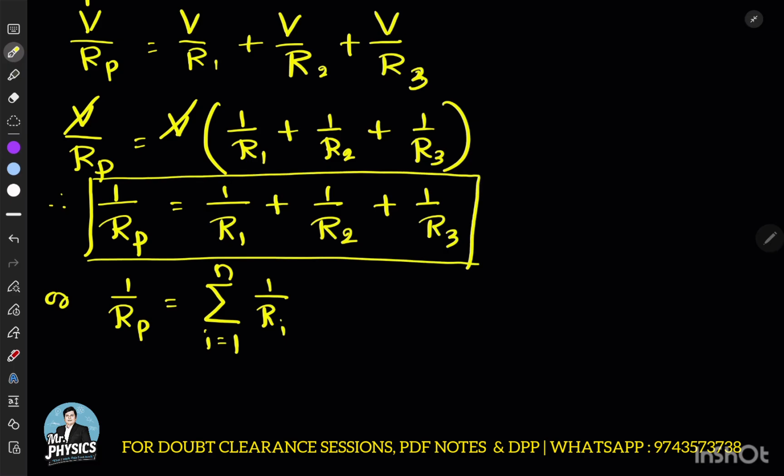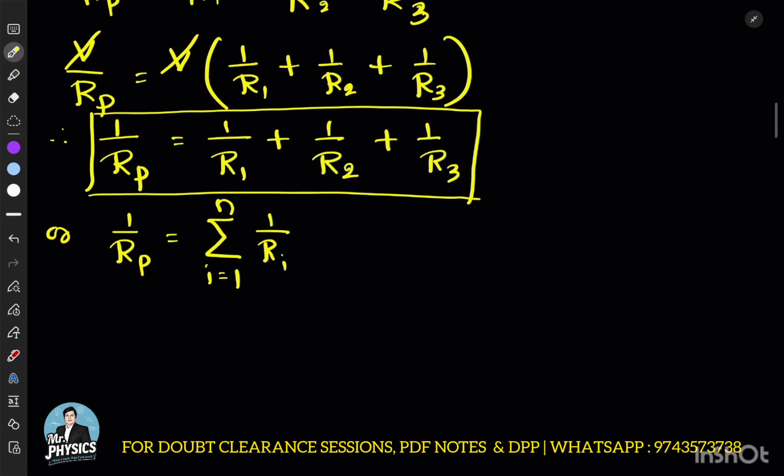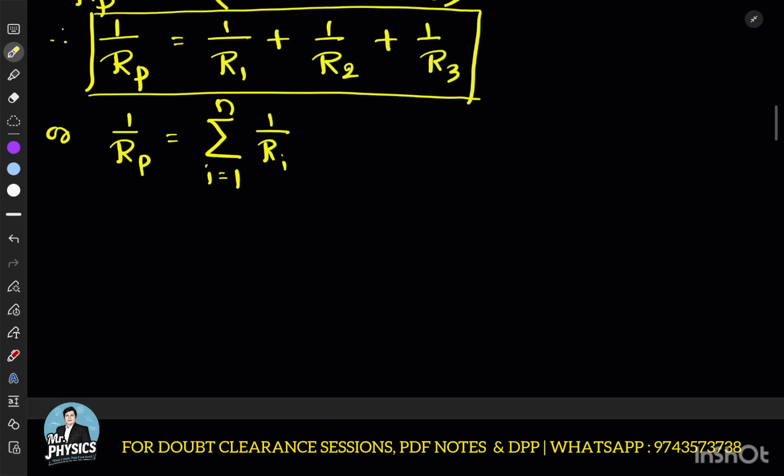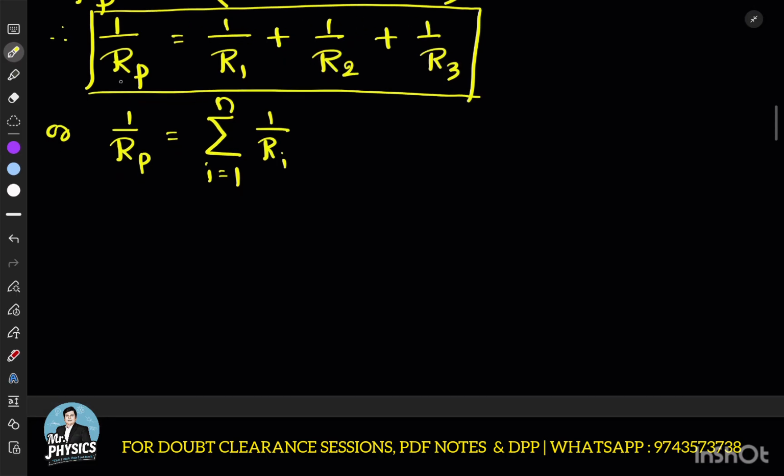and this expression 1 by Rp is the required expression. The same thing we can write in the sentence form as in a parallel combination, the reciprocal of effective resistance is equal to sum of reciprocals of individual resistances.